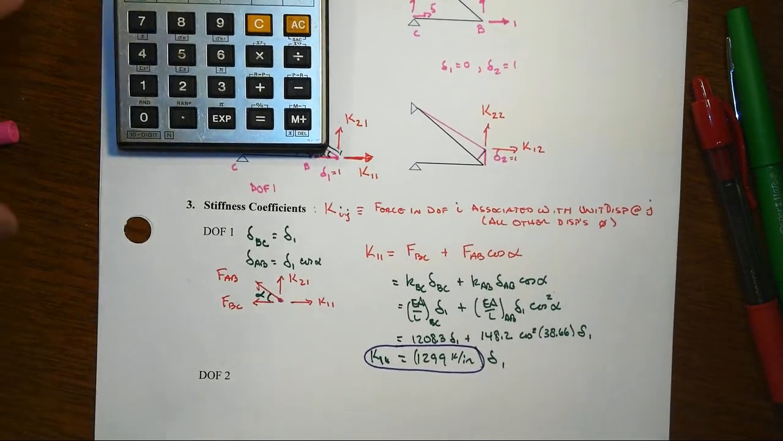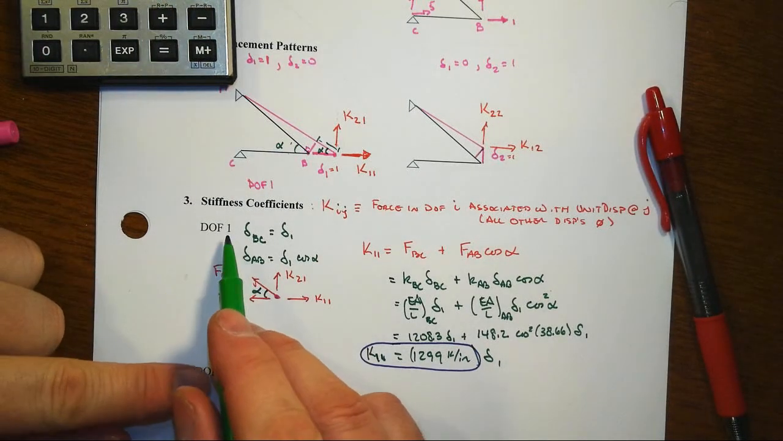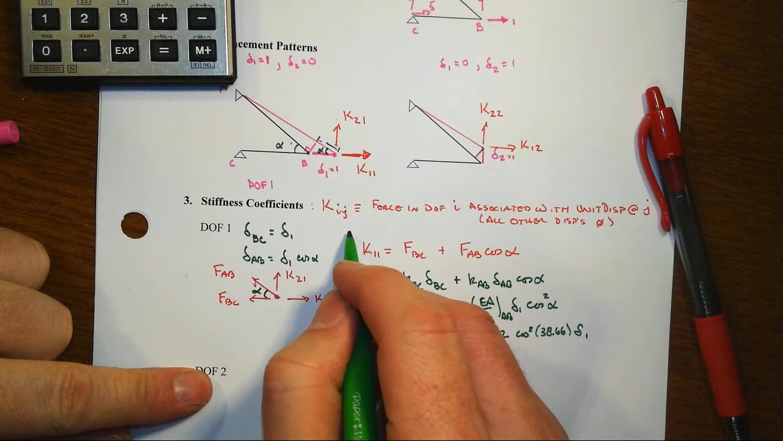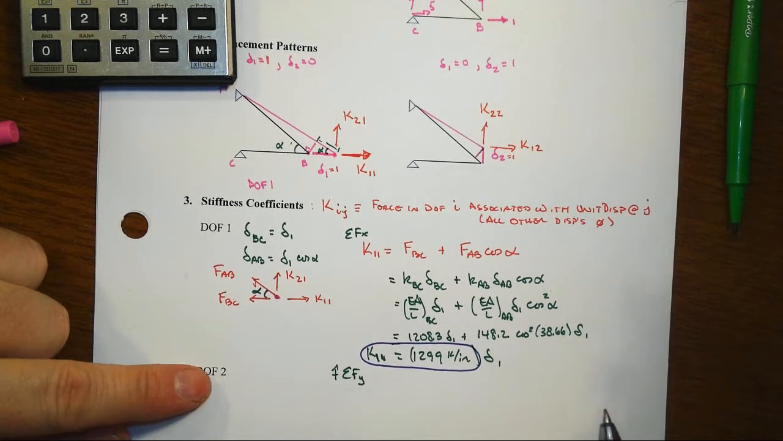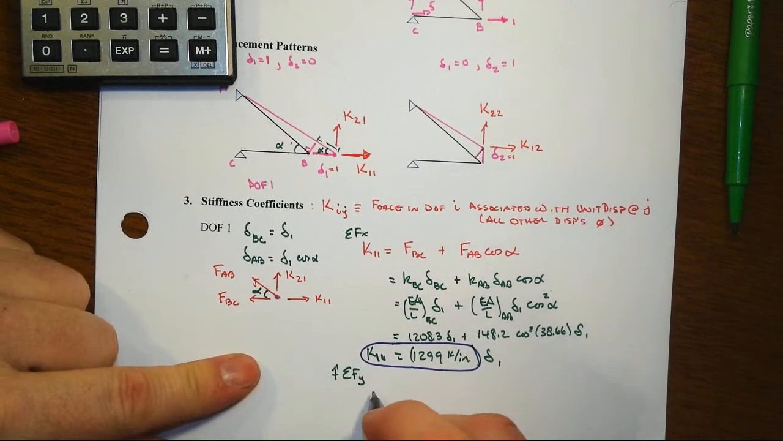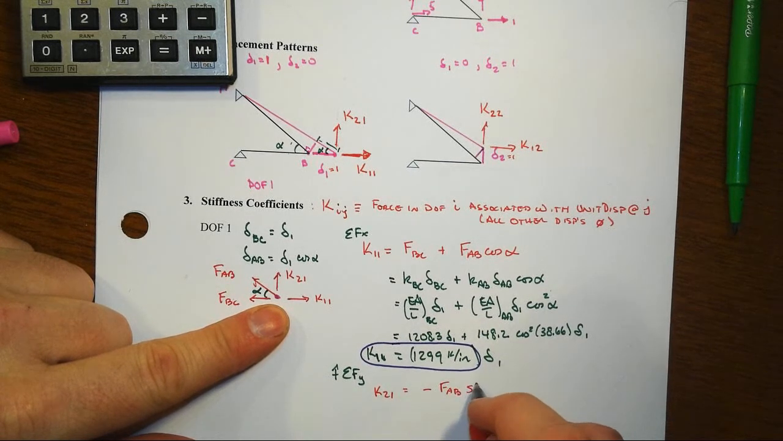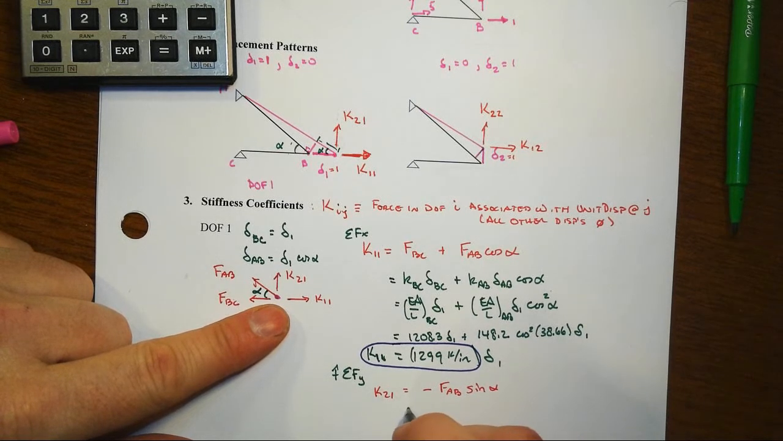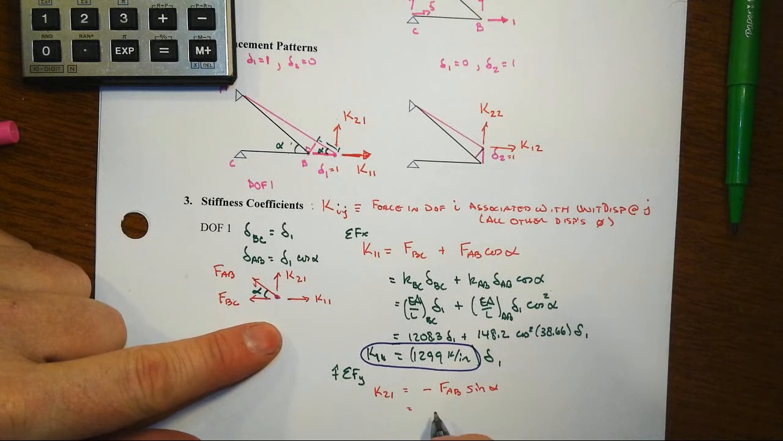Okay, that's just K11. Now we got to get K21, which we're going to do by summing forces. This was summing forces in the X. Now we sum forces in the Y. Now this one, come back over to here. We get K21 is going to be equal to the opposite of FAB times sine alpha. So there's a negative sign in there, and that's really important. We're showing everything in its positive coordinate system, and so minus FAB.